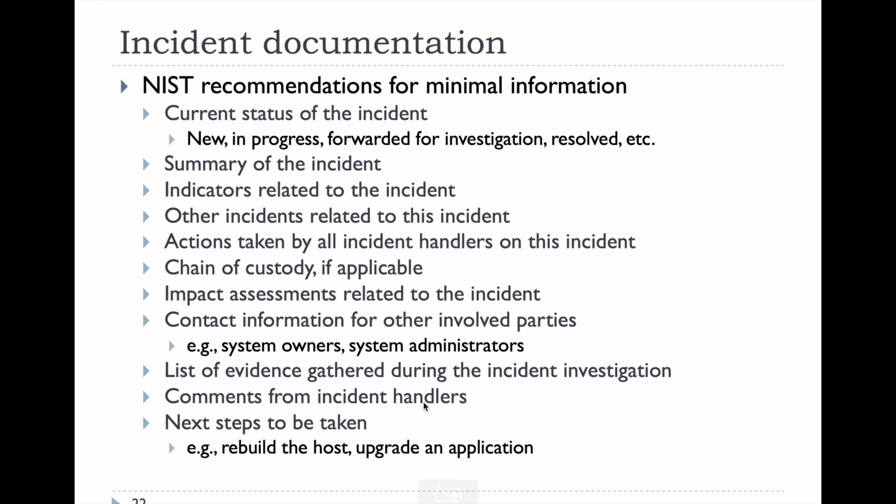And comments from the incident handlers, for example, if we should have done something but we couldn't do it this time. And these are the lessons learned. So these comments should also be included in this documentation. And all the next steps that should be taken. For example, after we've finished the incident, we should then rebuild the host. We should upgrade this application. These should all be included within this documentation.